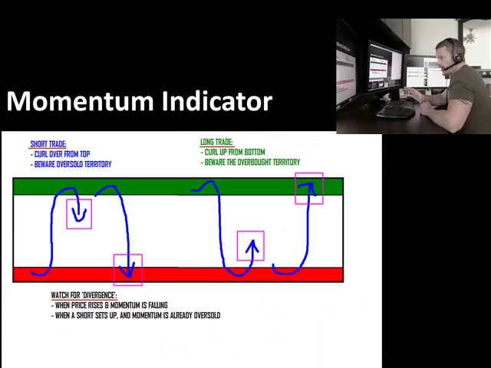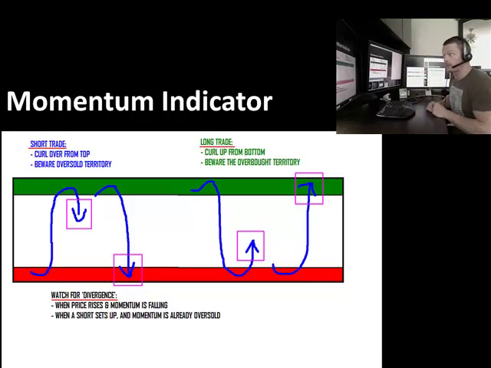Here's what momentum should look like. For a long trade, I want it curled up from the bottom. Beware for a long trade of overbought momentum. In fact, today in the room, we saw a couple examples where we almost got into some bad trades, but we were too quick.